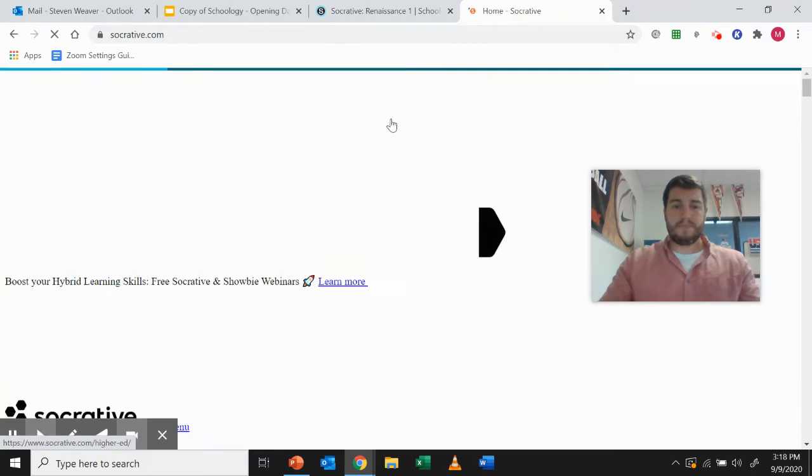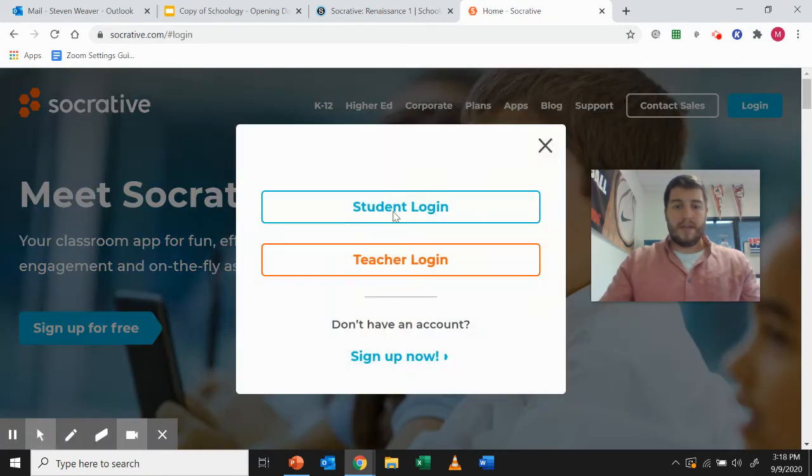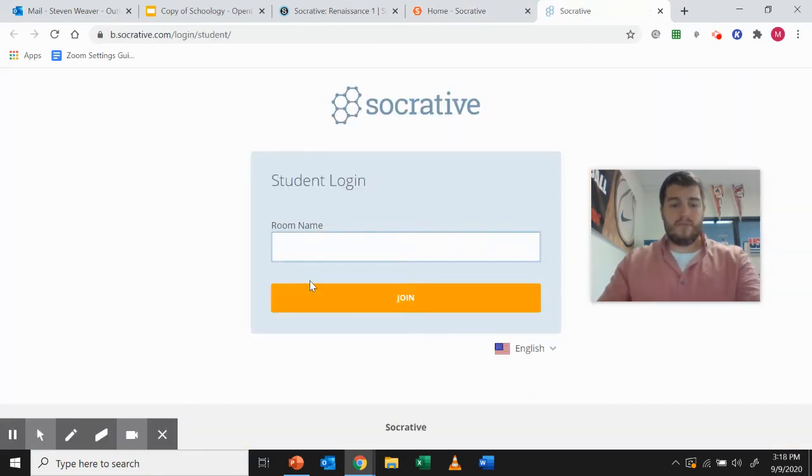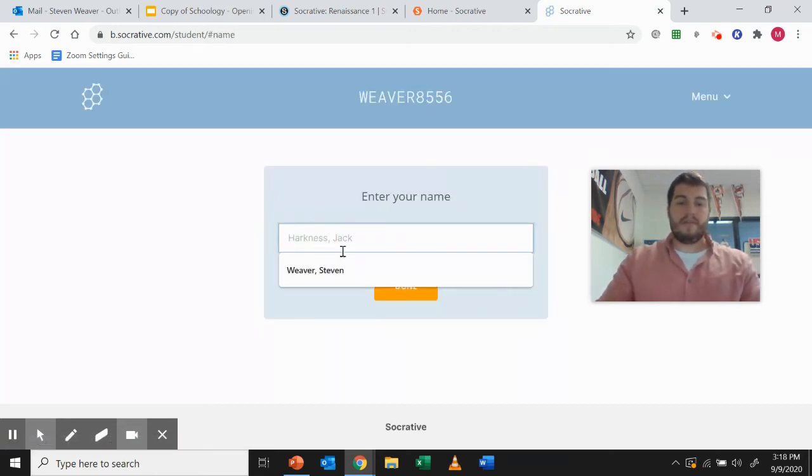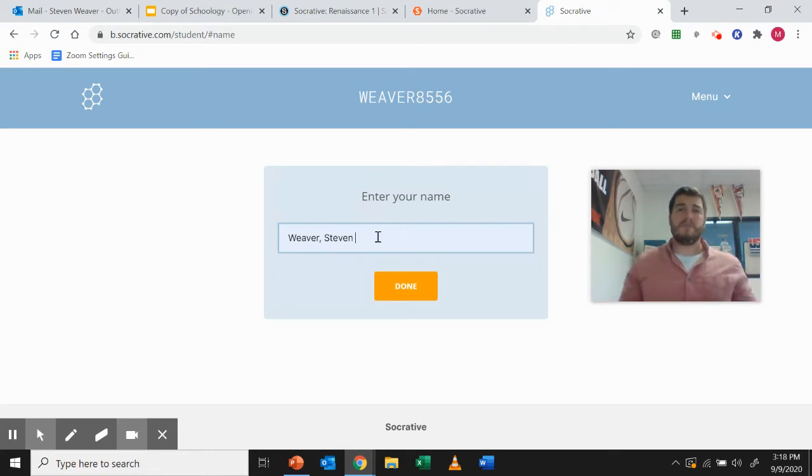Remember, go to login, student login. The room name is Weaver 8556. And then remember your name, you put your last name first and then your first name just because it's super easy. Any day there's a Socrative, this is going to be what I use to take attendance, and most days we will have Socratives.